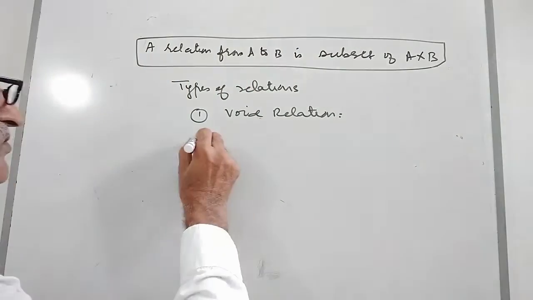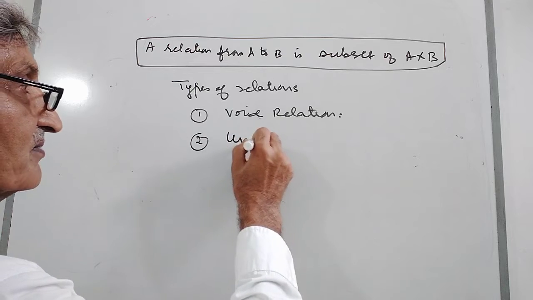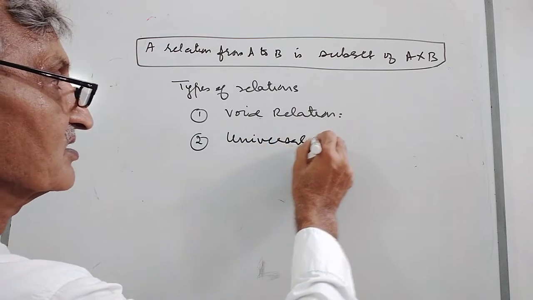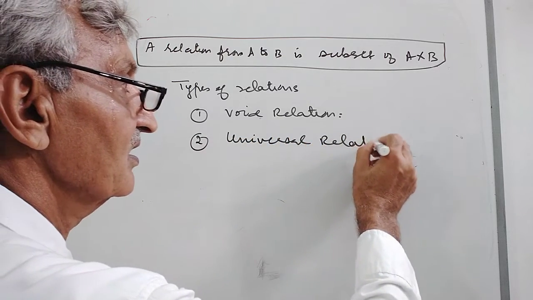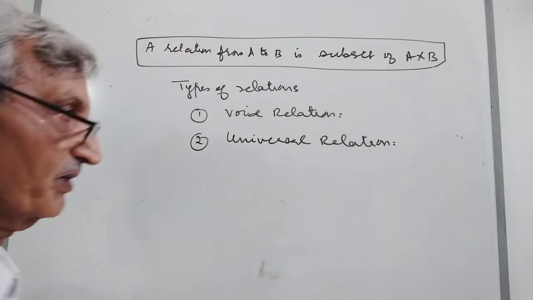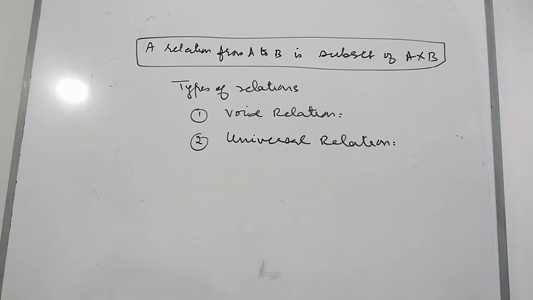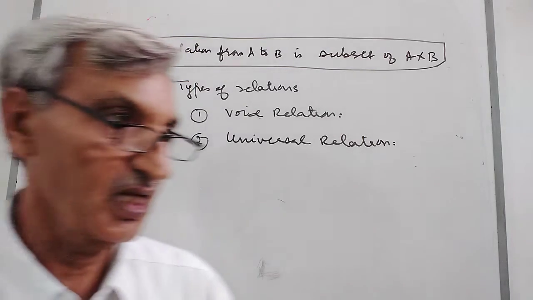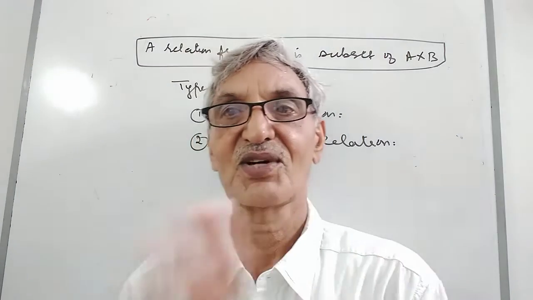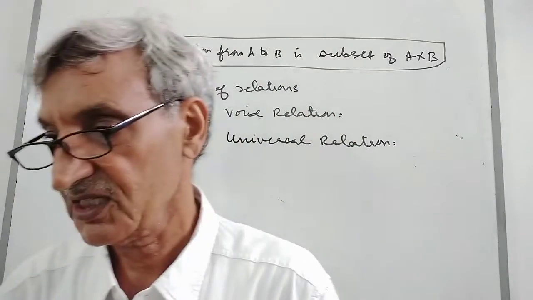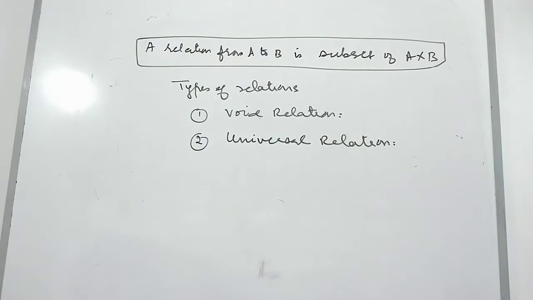Number 2, universal relation. Universal relation is equivalent to A cross B, or A cross A. All elements are related to all, every x related to every y. This is a universal relation.